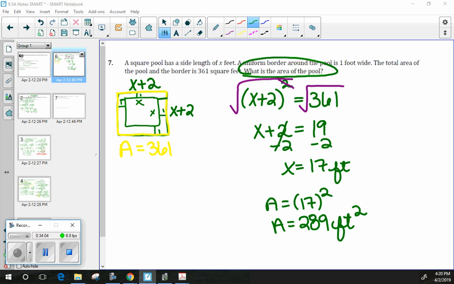So that takes care of finding that, and it allowed me to use any method, and I really think that square root method would have been really smart for this one. Okay, last one, word problem here.